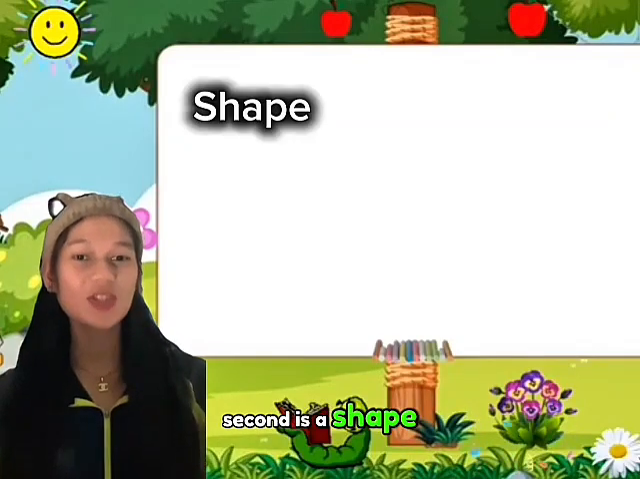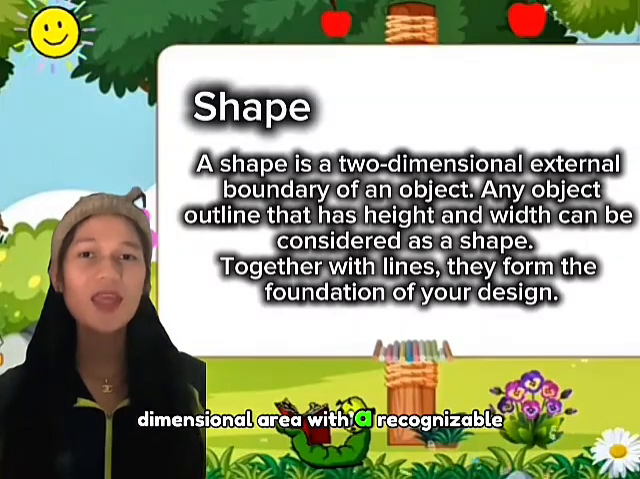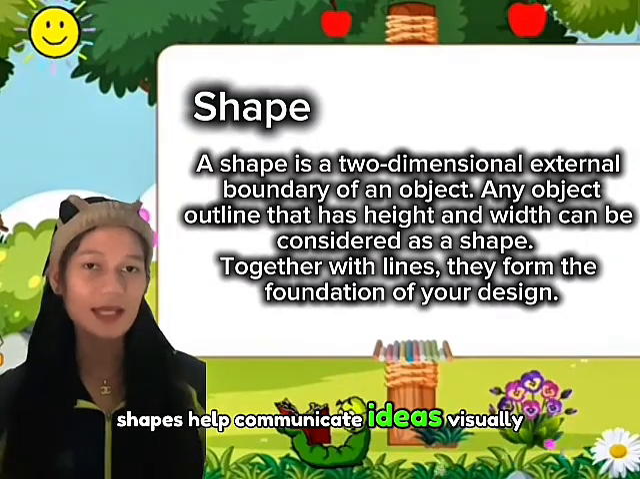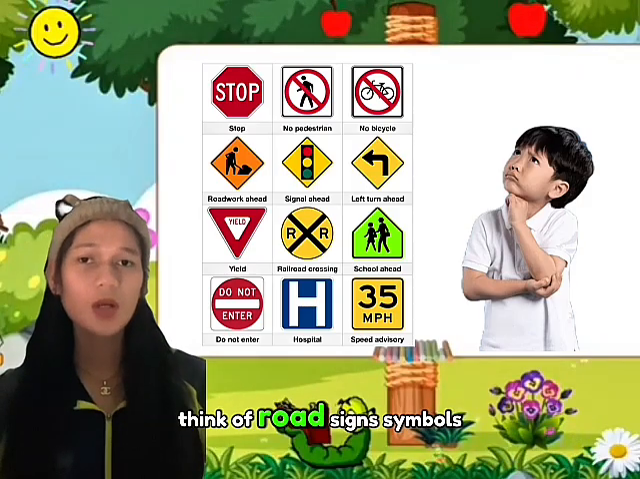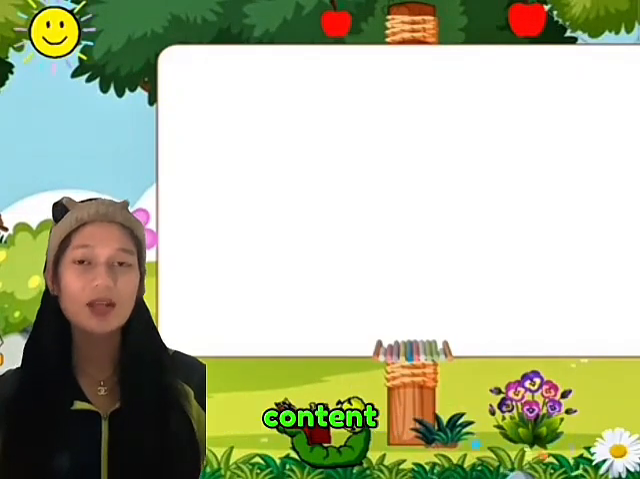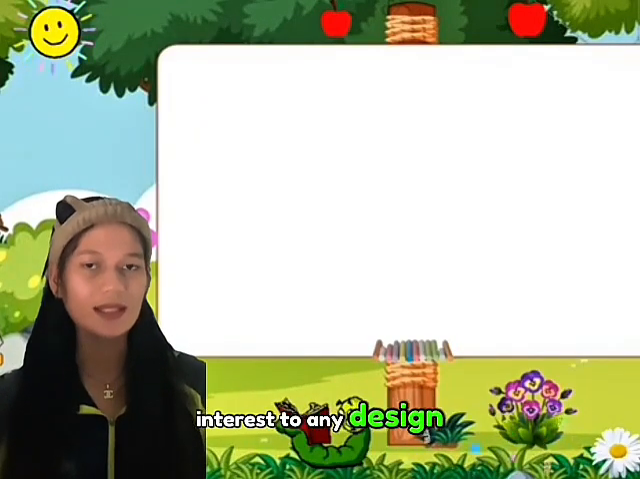Second is a shape. A shape is any two-dimensional area with a recognizable boundary. Shapes help communicate ideas visually. Think of road signs, symbols, or logos. They can organize content, build illustrations, and add visual interest to any design.